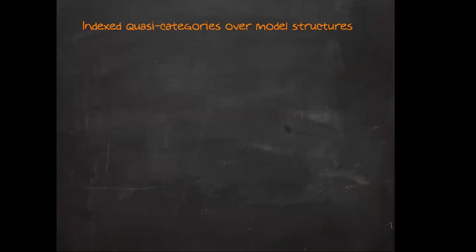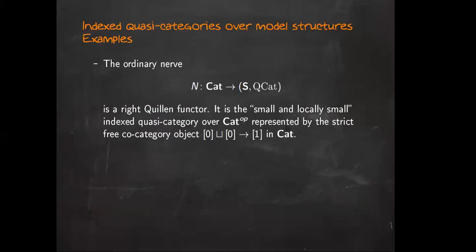There is some work that can be done for model structures, and some things can be characterized very nicely. The small and locally small index quasi categories are exactly the right equivalent functors into the Joyal model structure. And there's some interplay again with the notion of univalence and some notions tied to that, but this will be left for another day. Thank you.